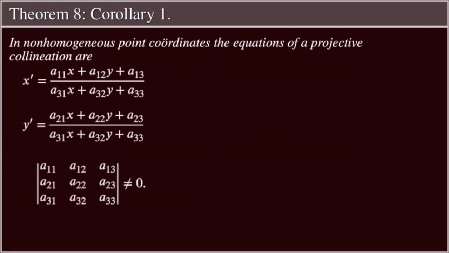Corollary 1. In non-homogeneous point coordinates, the equations of a projective collineation are x prime equal to the quantity a11 x plus a12 y plus a13 divided by the quantity a31 x plus a32 y plus a33, y prime is equal to the quantity a21 x plus a22 y plus a23 divided by the quantity a31 x plus a32 y plus a33, provided the determinant with columns a11, a21, a31, a12, a22, a32, a13, a23, a33 is not equal to 0.